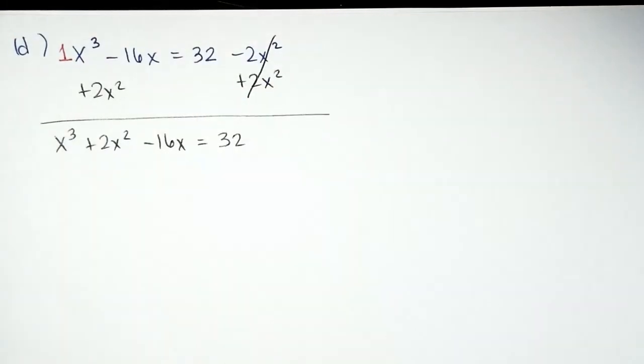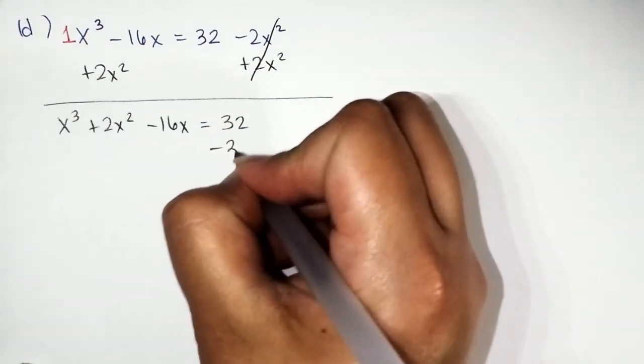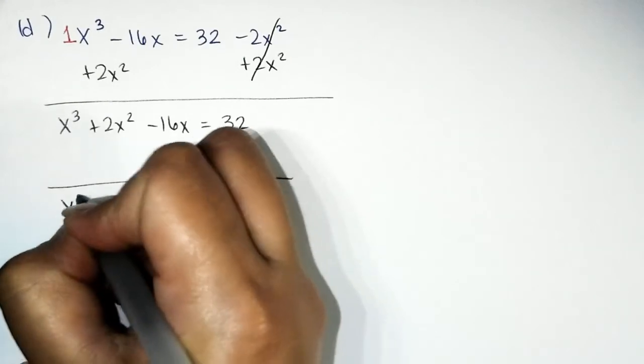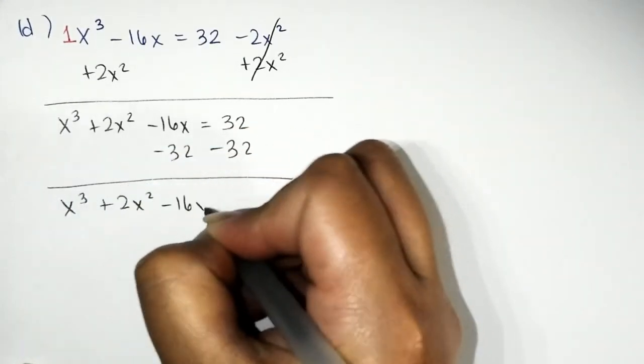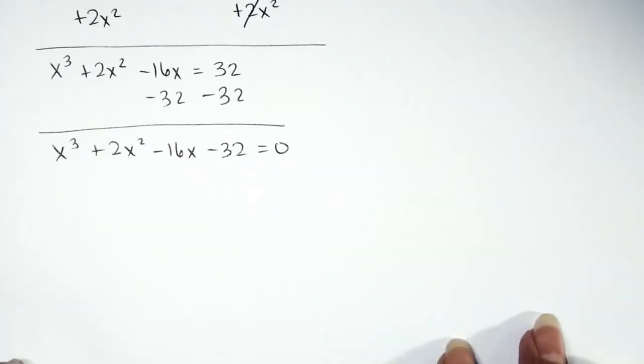This is not quite set equal to 0 yet, so let's go ahead and do so. When we subtract 32 from both sides, that will leave us with x cubed plus 2x squared minus 16x minus 32 is equal to 0. Okay, cool. To solve an equation by factoring, our first step is to set the equation equal to 0. Done. Okay, our second step is to factor completely.